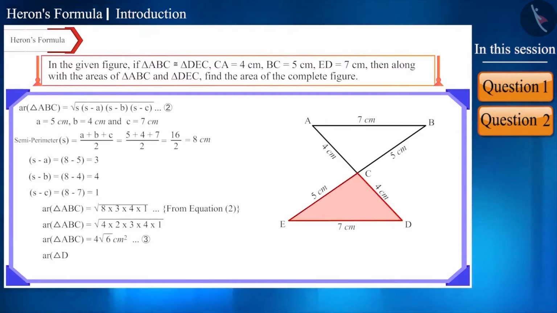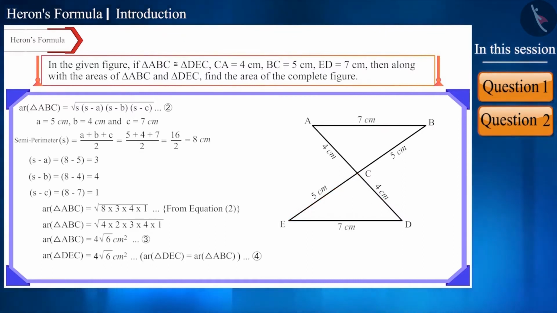Friends, can you now find the area of triangle DEC? Will we again use Heron's formula? No. We know that triangle ABC and triangle DEC are congruent triangles, and the areas of congruent triangles are equal. So the area of triangle DEC will also be 4 root 6 square centimeters.